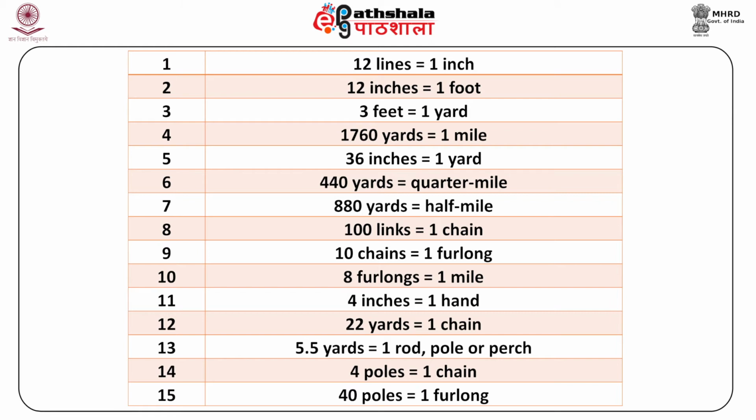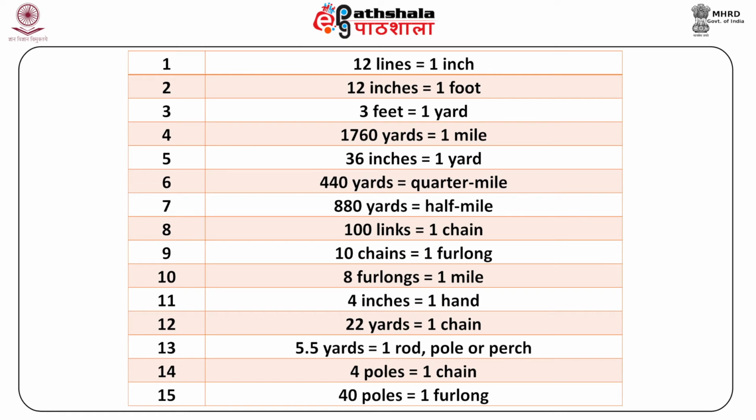12 lines equal 1 inch. 12 inches equal 1 foot. 3 feet equal 1 yard. 1760 yards equal 1 mile. 36 inches equal 1 yard. 440 yards equal a quarter mile. 880 yards equal half a mile. 100 links equal 1 chain. 10 chains equal 1 furlong. 8 furlongs equal 1 mile.